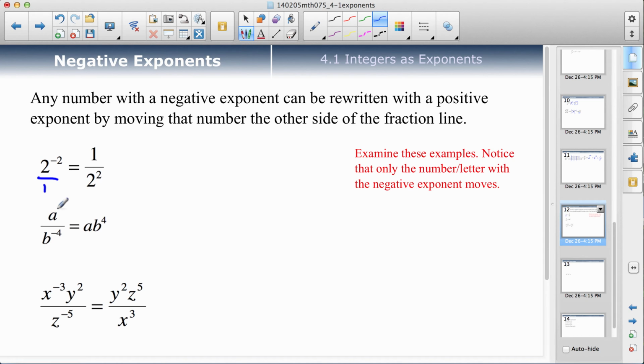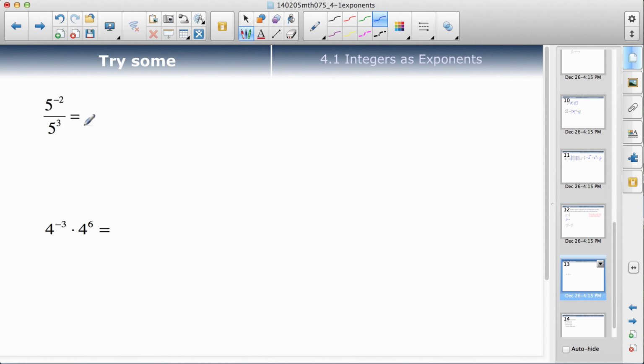Likewise here, the a is to the positive first, so it just stays there. But the b is on the negative on the bottom, I can move it up to the top, and it'll become positive on the top. Here's something to try. Go ahead and try those. Press pause and then press play.